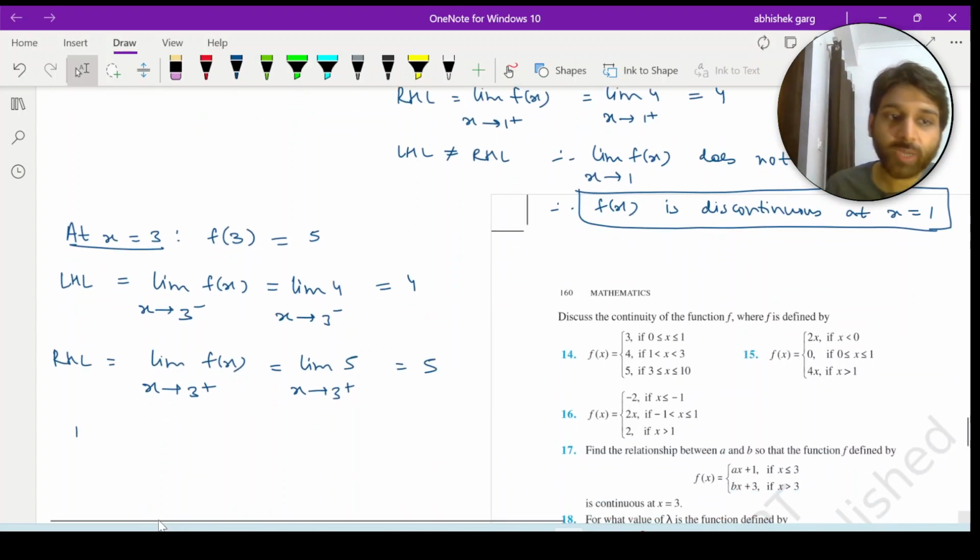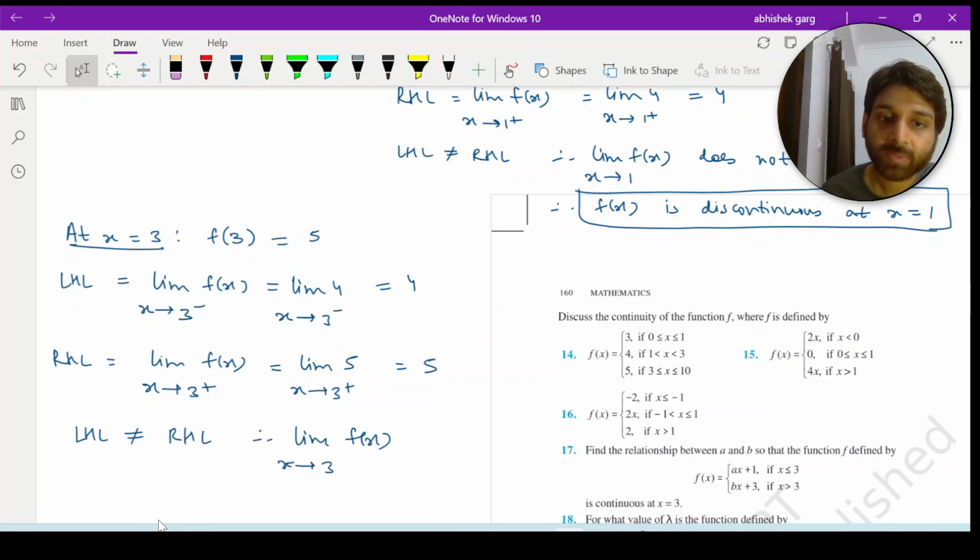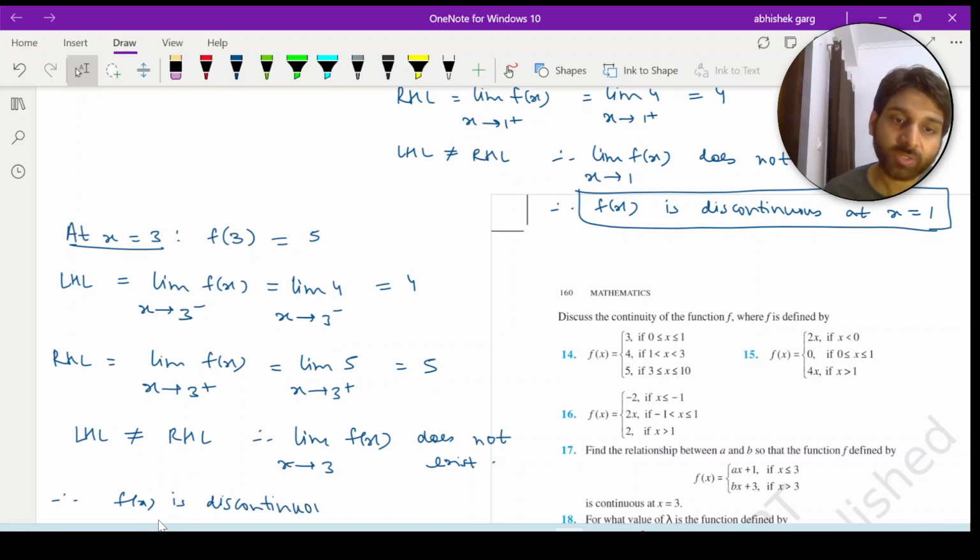LHL is not equal to RHL, which means that the limit of the function f(x) when x is tending to 3, does it exist? No, it does not exist, because the left hand limit is not equal to the right hand limit, and therefore f(x) is, what do we write? f(x) is discontinuous. At which point is it discontinuous? At x is equal to 3.